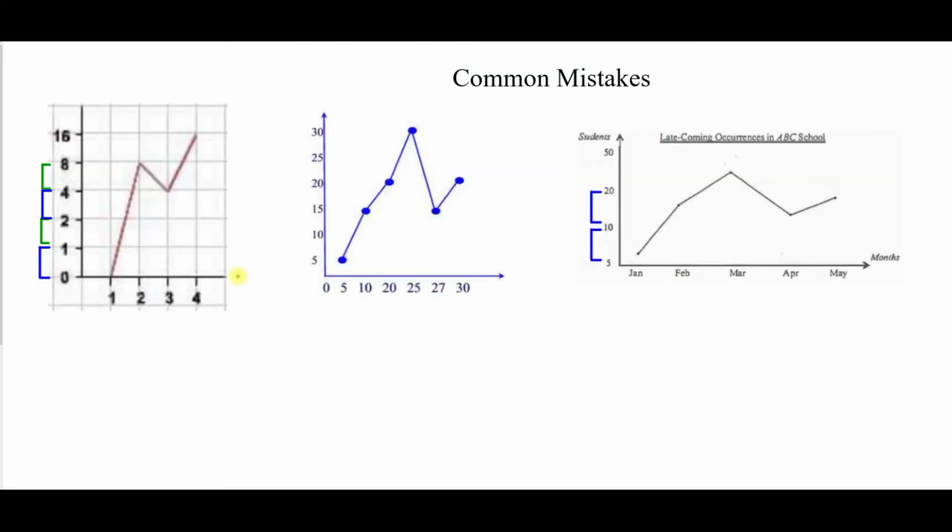Here are some examples of common mistakes. If we're looking at the scale, this represents 1, 1, 2, and 4. So that's not a consistent scale. Over here we have the same thing: 5, 10, and then 10. Also, we have connected the dots. Again, our scale is not consistent. We have one block representing 5 and the next one representing 10.